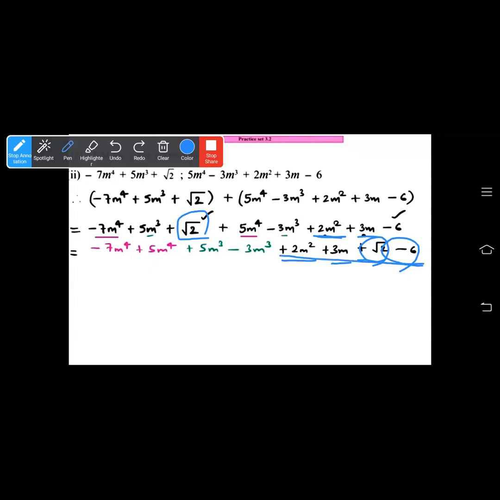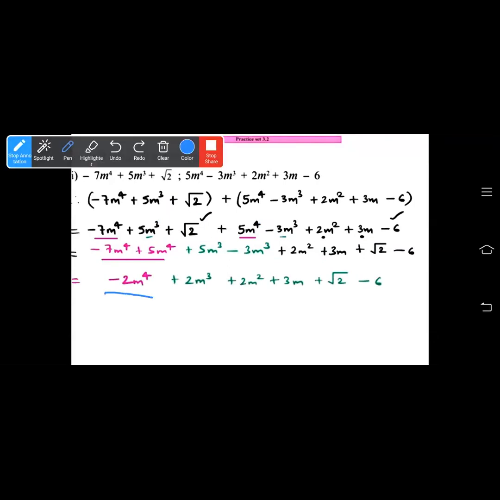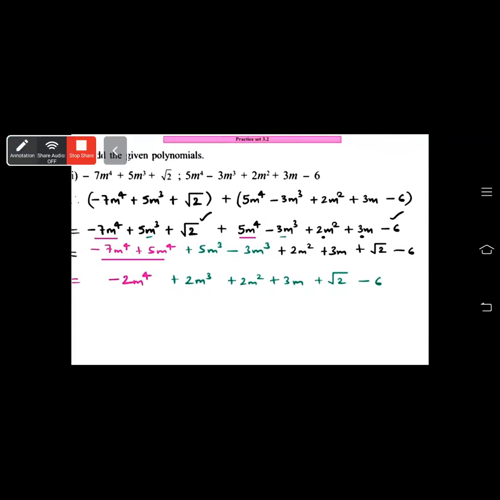Fine. These four parts will be as it is, and in these two you have to do the addition and subtraction. Let's see what next. Minus 7 plus 5 will become minus 2m raised to 4. Fine. 5 minus 3 will become 2m raised to 3. Plus 2m square plus 3m plus root 2 minus 6 should be written as it is. There is no addition or subtraction over here. You can write it as it is and no need to worry about it.